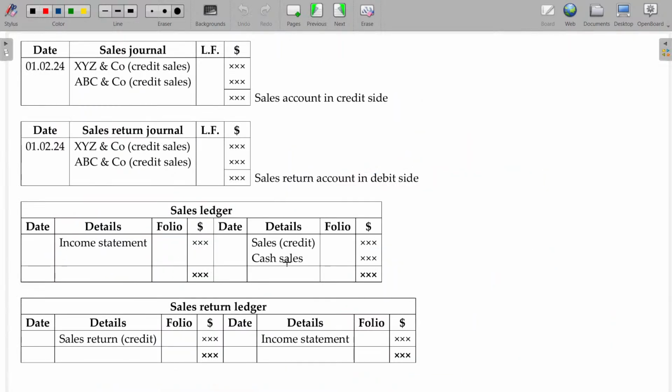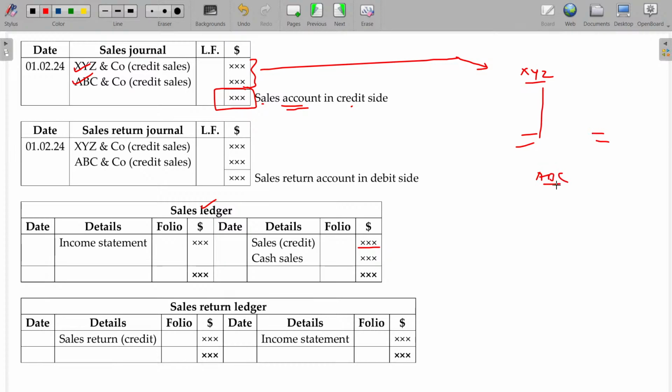Now let me explain these two put together here itself for your better understanding. See, in the sales journal we have two parties to whom we have sold. Okay, the total sales value will be posted in the sales account credit side. So in the sales ledger account, in the credit side we have posted this value. These individual values will be transferred to where? To the concerned accounts, XYZ account and ABC account. Is that okay? Apart from that, the total value of XYZ and ABC will be transferred to the sales ledger control account.